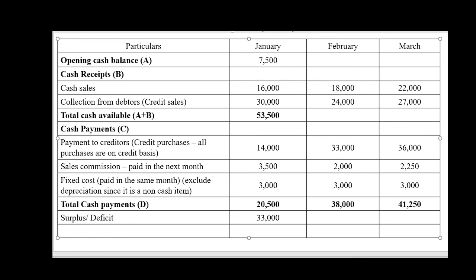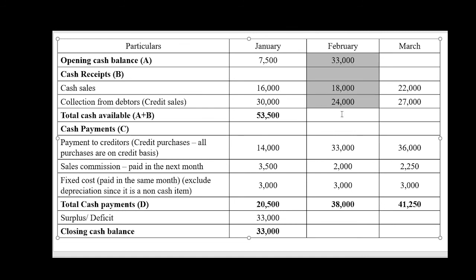Surplus will be denoted by a plus sign and deficit will be denoted by a minus sign. Whatever surplus is available, we don't have a minimum cash balance that has to be maintained. No information is given about that. So what will be the closing cash balance? Whatever surplus the company has, that would be its closing cash balance. So how much is the closing cash balance for the month of January? It will be 33,000. The closing cash balance of January will be the opening cash balance of February. So for February it is 33,000.